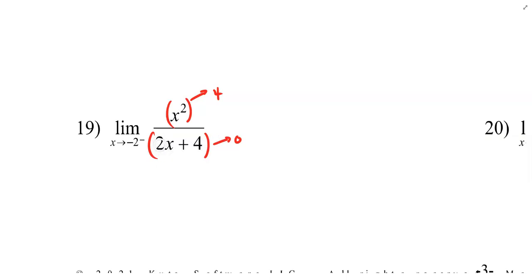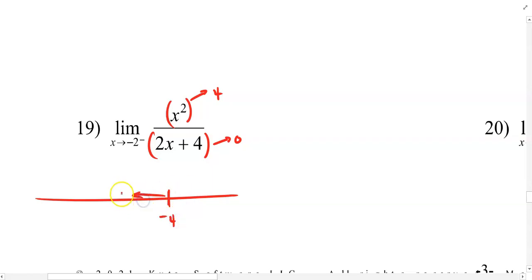But anyway, 2 times a number that's slightly smaller than 2 produces a value that's slightly smaller than negative 4. And it's important not to get too hung up here. If I'm looking at negative 4 on a number line, a number that's slightly smaller than negative 4 would be something like negative 4.1 or negative 4.01 or something like that.